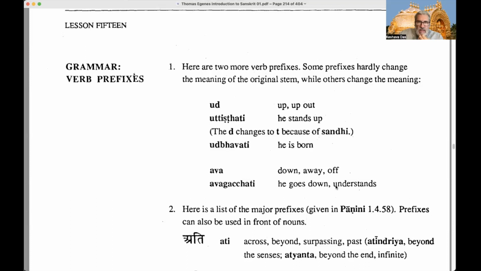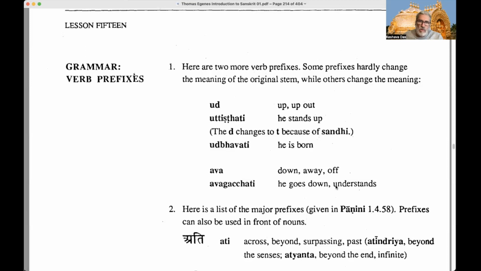Some prefixes hardly change the meaning of the original stem, while others change the meaning. So we have ud, which means up or up and out. Utishtati, he stands up. We had the verb before, tishtati. Tishtati is the third person singular present tense of the verb tisht. The stem is tisht, right?